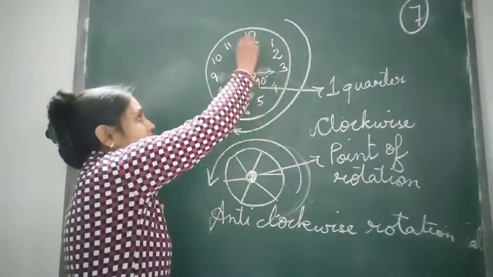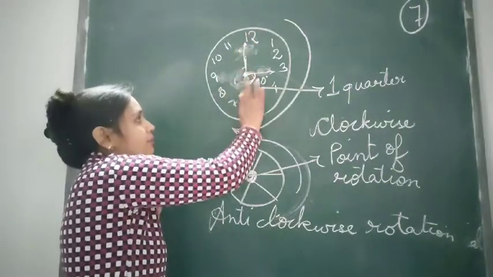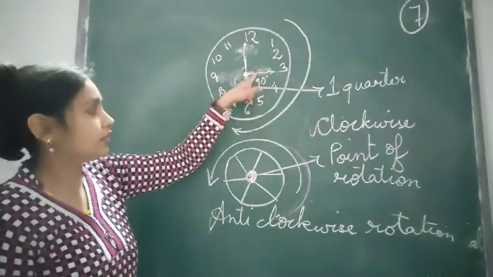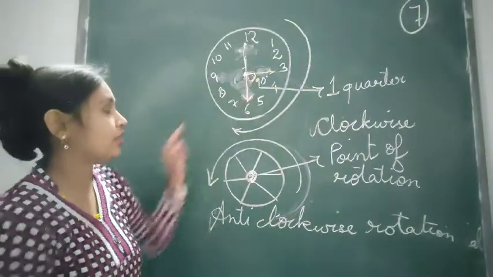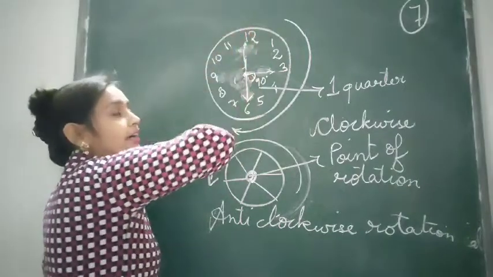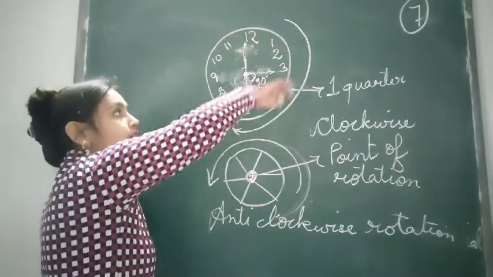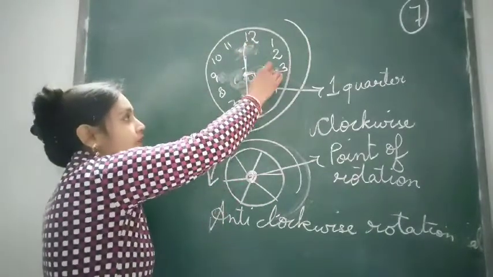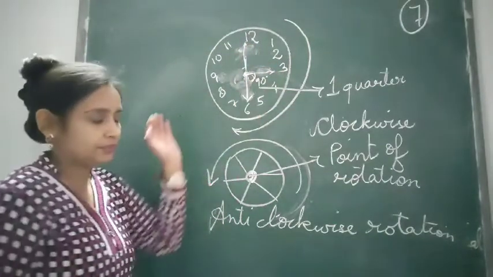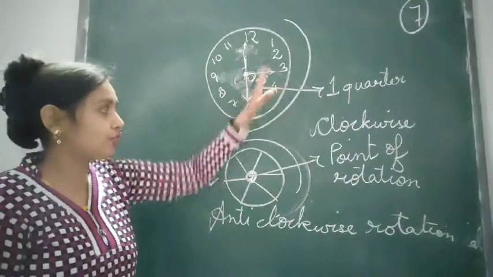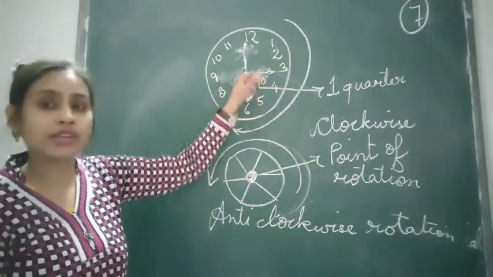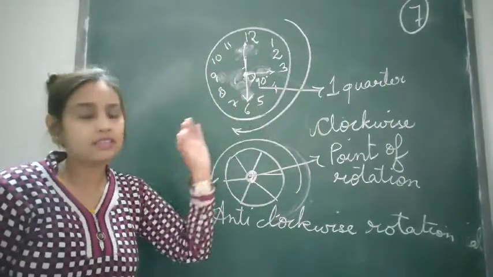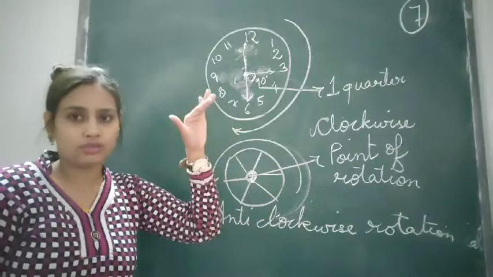Now, bringing it back to here. When the hour hand moves from 3 to 6, the minute hand has to move 3 times 1 full rotation, right? Only then will the hour hand move from 3 to 6. And one rotation is actually 360 degrees, that is one full rotation.